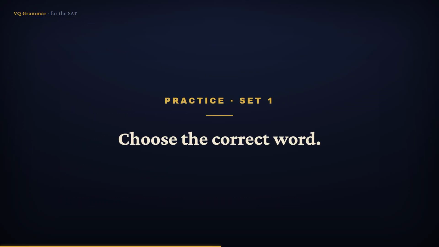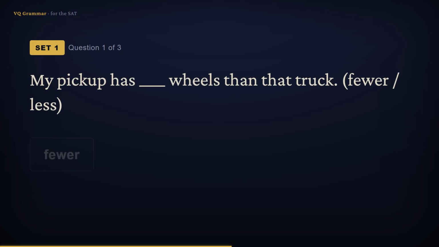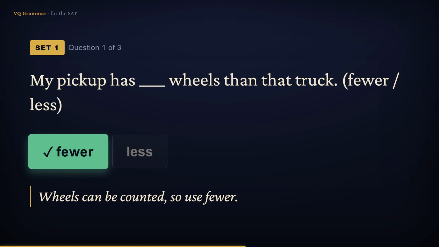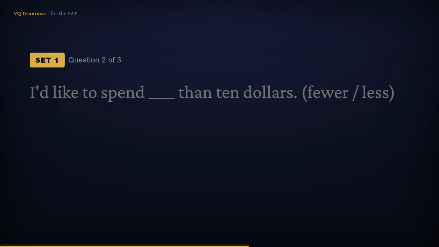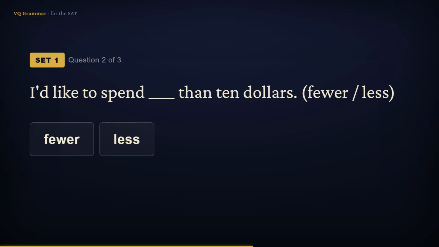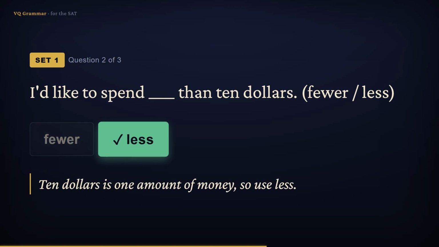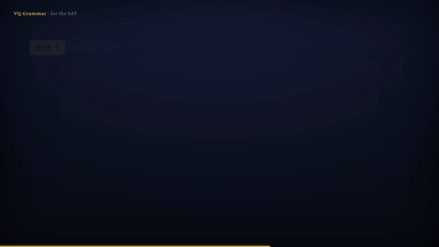Let's practice. Choose the word that fits. Pause and try each one before I answer. My pickup has blank wheels than that truck. Wheels can be counted, so we use fewer. So the answer is fewer. I'd like to spend blank than $10. $10 is one amount of money, not countable items, so we use less. So the answer is less.